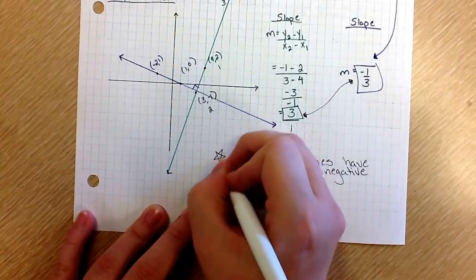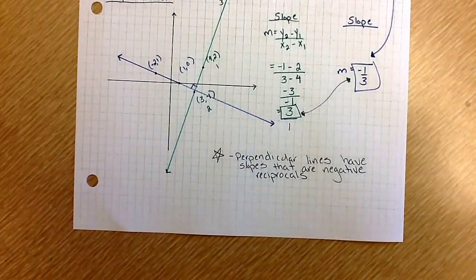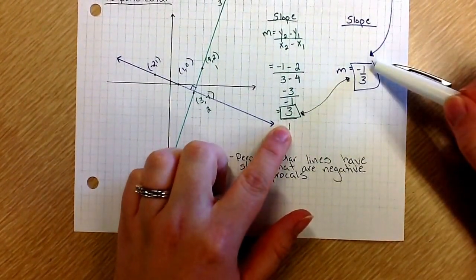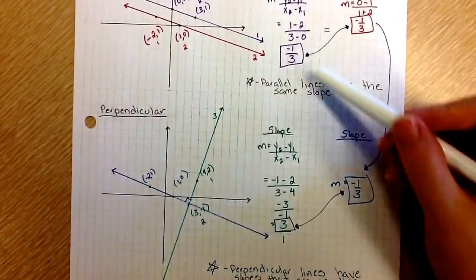Again, that bit of information is important. Perpendicular lines have slopes that are negative reciprocals. They're basically the opposite sign of each other and flip-flopped. The rise and the run are flipped. Let's go ahead and use these two bits of information.